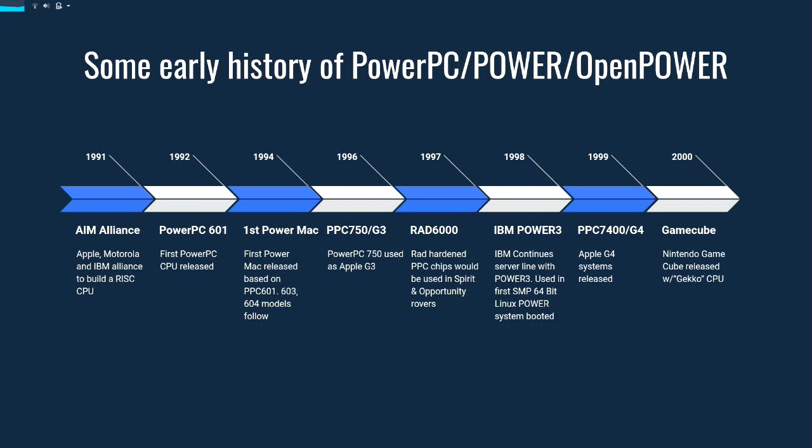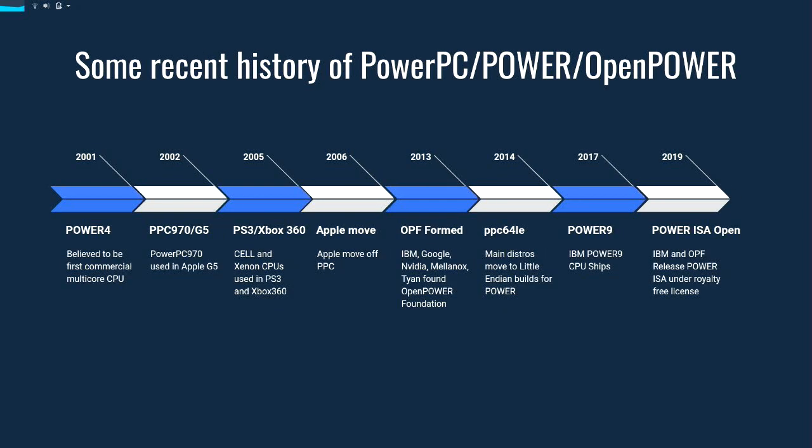IBM continued their server line with the Power3, which was released in 1998, and that era is one that's particularly close to my heart, because in 1999, around that era, the Power3 was the first Power chip to ever be booted as an SMP system with a 64-bit Linux kernel, and that was work completed a little later in 2000.